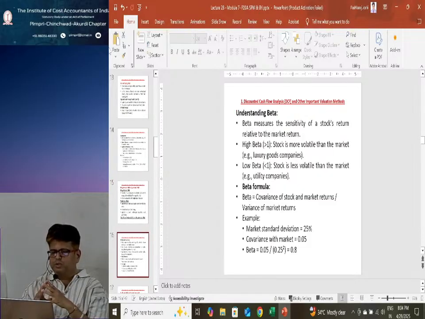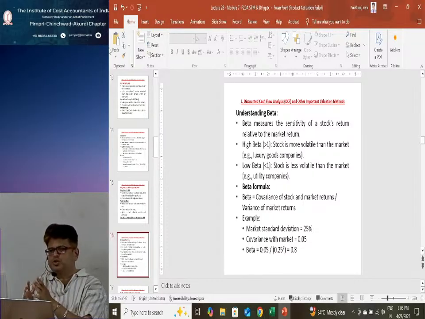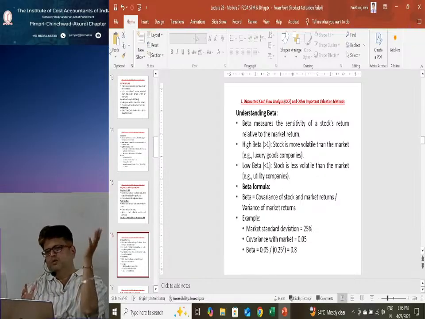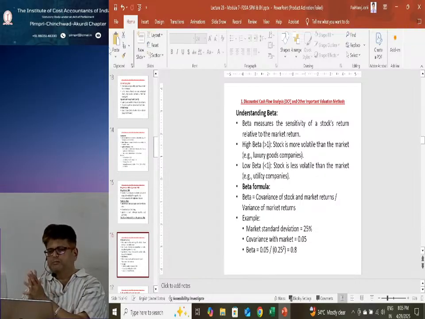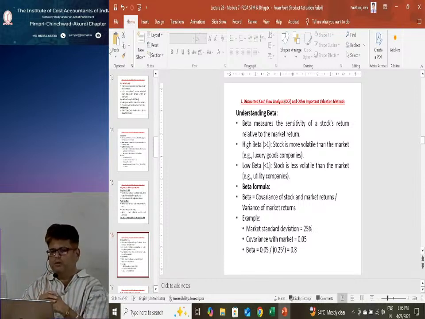Then we understood the beta concept. Beta measures the sensitivity of a stock's return relative to the market return. So how a particular stock is giving returns vis-a-vis the overall market return is what the concept of beta is. So it's the sensitivity of a particular stock's return to the overall market return.